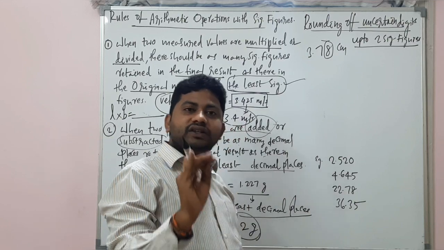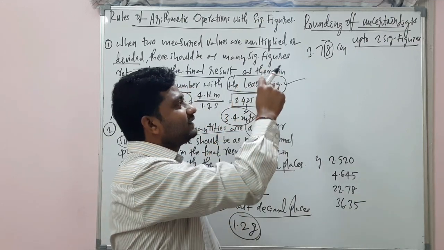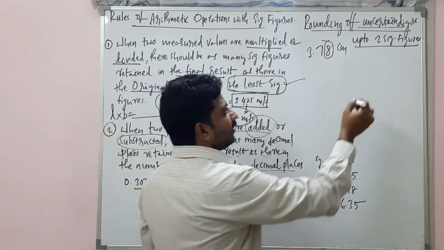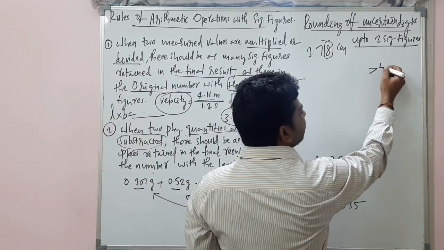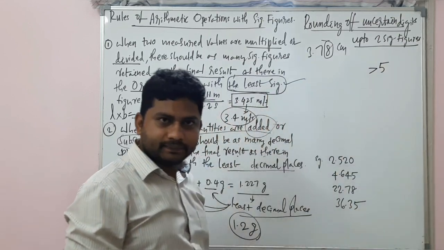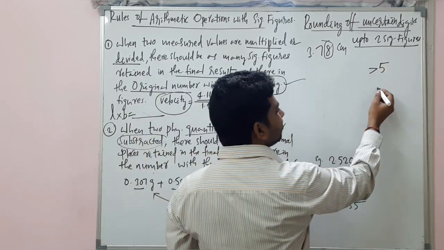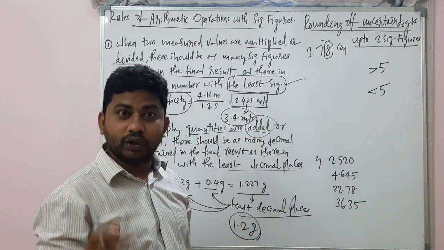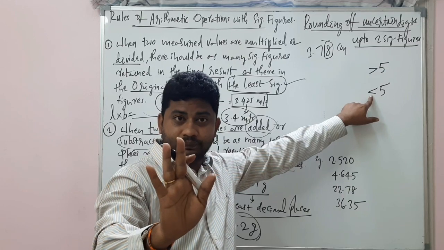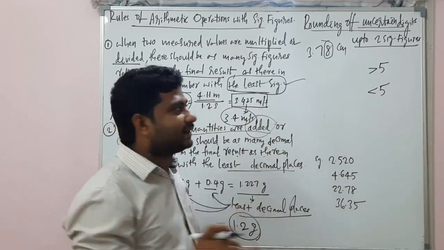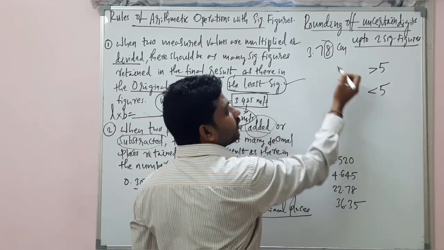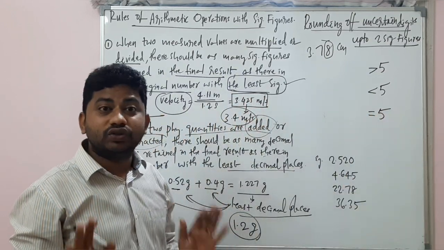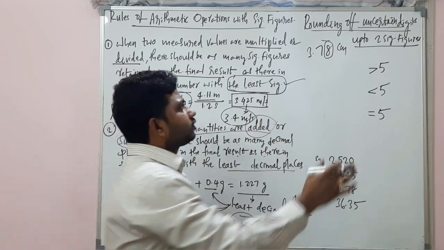So, when you are rounding off the uncertain digits, there are some rules to be followed. That uncertain digit may be greater than 5. The uncertain digit may be less than 5. See, there are possibilities I am telling you. Including 0. Less than 5 means including 0. That uncertain digit, whatever you are thinking of rounding off, may be equal to 5. Right? There are some rules. Simple. Let's concentrate here.